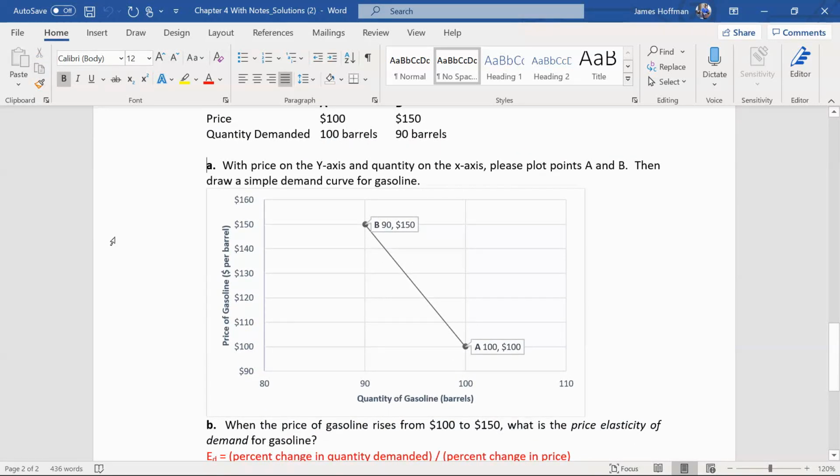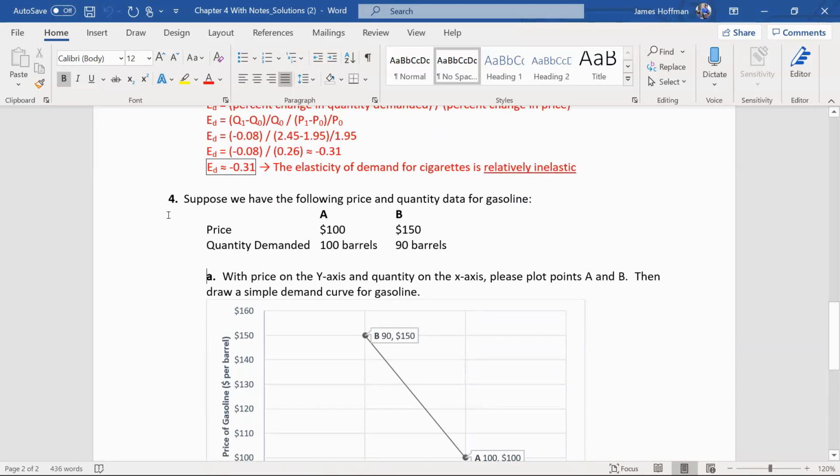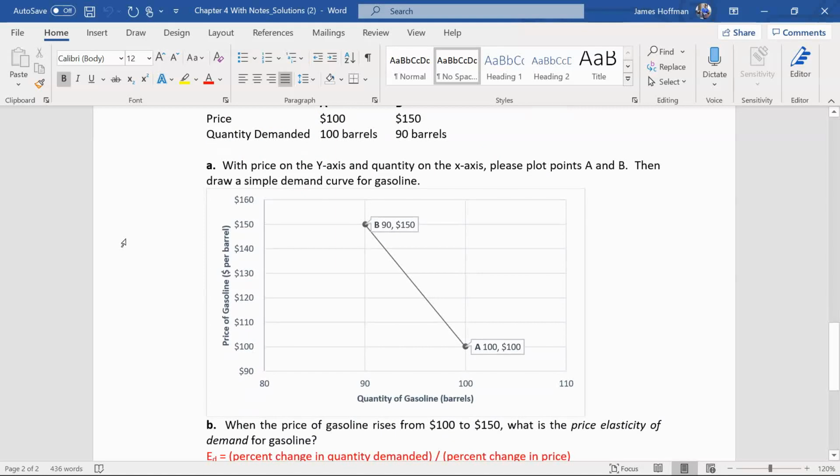Okay, so part A for this example, number 4, you have a homework question very similar to this one, so if you have any questions on this one, then let me know, because this is a homework question, or one just like it. So A, with the price on the Y-axis and quantity on the X-axis, plot points A and B, and then draw a simple demand curve. So all you're doing here is plotting the 2 points and seeing what the demand curve between the 2 points looks like, just the steepness of it.